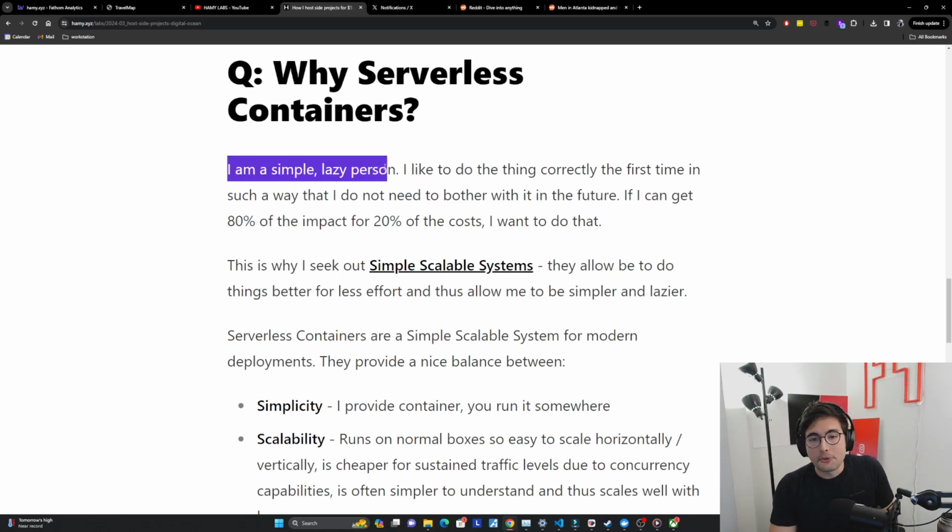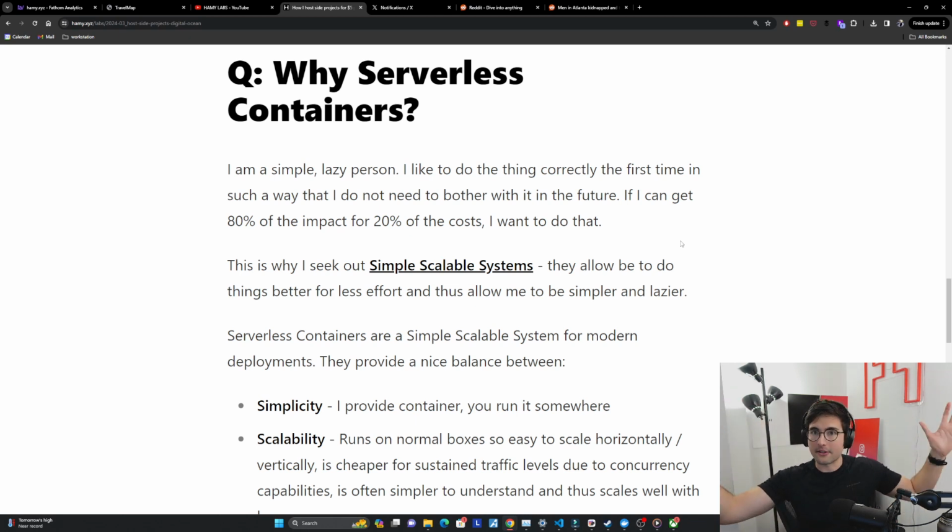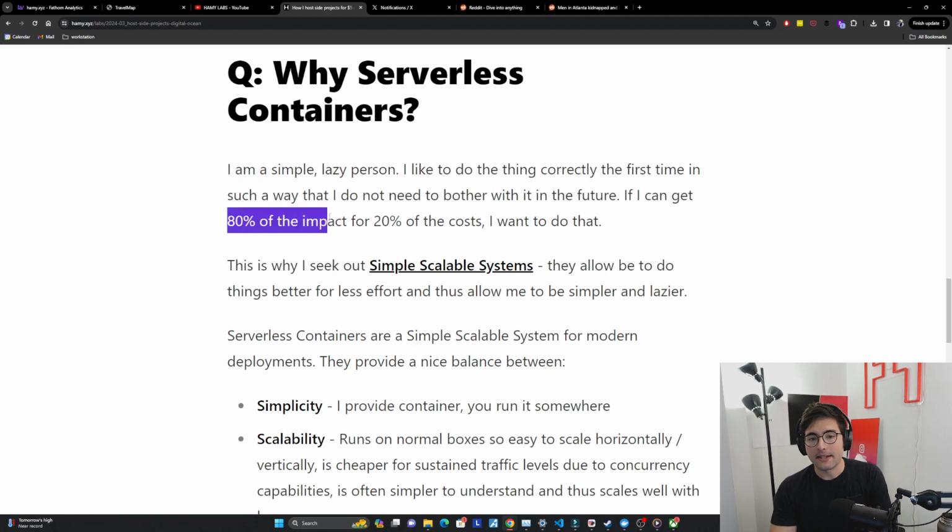And the reason is I'm a simple lazy person, okay? I like to do the thing correctly the first time in such a way that I do not need to bother with it in the future. Because overall, if you look at the total lifetime of a project, this typically means I get more impact for less input effort if I just do it right the first time. I eliminate rework, I eliminate firefighting. And so if I can get 80% of the impact for 20% of the costs, I want to do that.